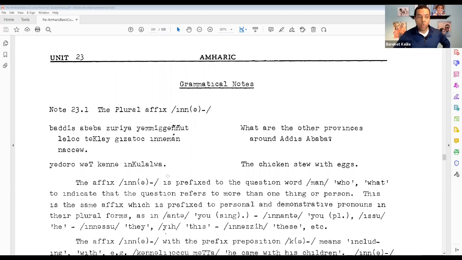We're looking at Unit 23 in this video, and there are a few different notes, but let's just dive right into it. Note 23.1 is the plural affix inna, in or inna.